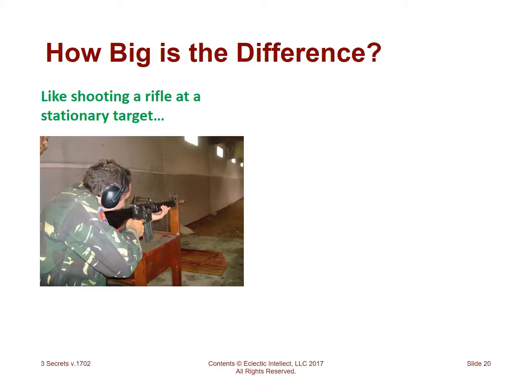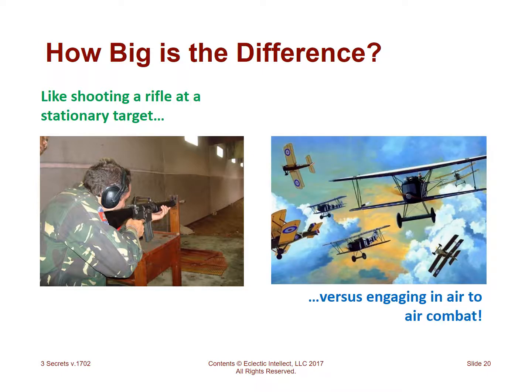How big is this difference? Well, it's like the difference between shooting a rifle at a stationary target in a range where you get to do it over and over and over again and dial out every one of the variables other than perhaps your own skill, versus engaging in air-to-air combat where not only is your opponent moving around, in many cases they're actively trying to shoot you down at the same time.